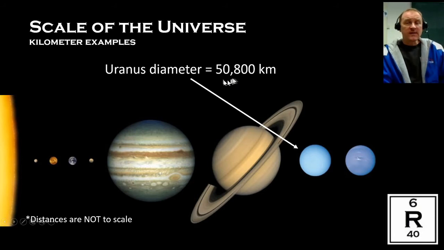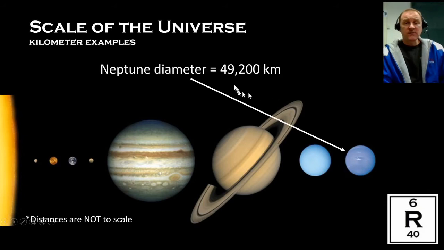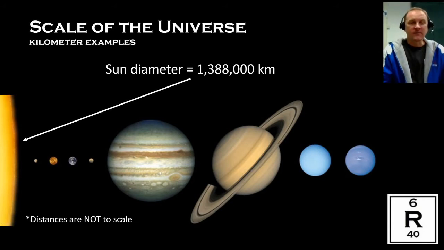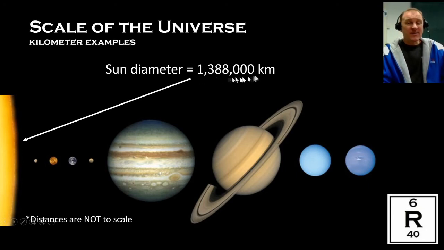Uranus is 50,800 kilometers, which is very similar in size to Neptune, which is 49,200 kilometers. So these are both about 50,000 kilometers in diameter. But let's not forget, what's powering life on Earth for the most part is the sun. About 97% of our energy comes from the sun. 3% of our energy comes from geothermal sources, the hot vents that come out from Earth's core. Anyways, our sun is 1,388,000 kilometers in diameter. So these distances are not to scale, but the objects are to scale.